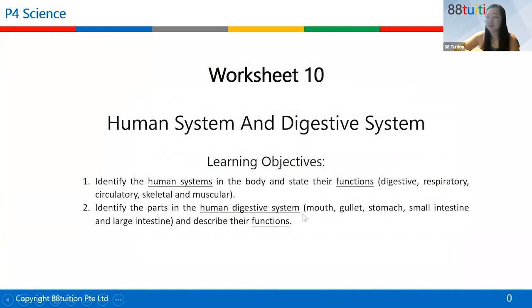Okay, today we're going to cover the human systems and the digestive system. I think for the digestive system, you probably have learned it in primary 3 already, right? So this one is probably in primary 3. Then in terms of human systems, it might be a new topic for some of you, but I believe some of you have already started it in school, right?